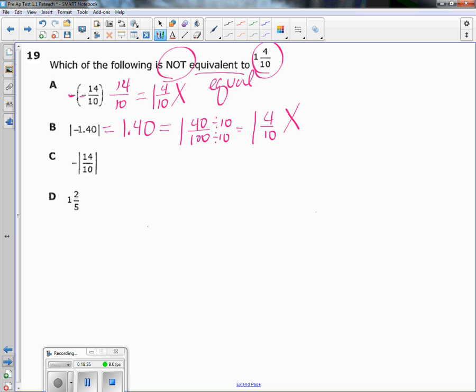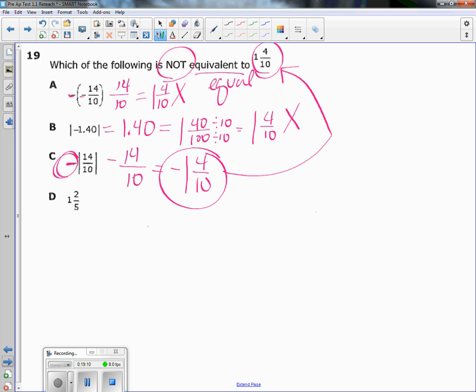Let's try answer choice C. We have the opposite. This is on the outside of the absolute value sign. So we have the opposite of the absolute value of 14 over 10. The absolute value of 14 over 10 is the distance from 0, not direction. So it'll stay 14 over 10. But we have to remember that it's the opposite of that. So now we have a negative 14 over 10. If we convert that to a mixed number like we did in answer choice A, we get a negative 1 and 4/10. This is not the same as our 1 and 4/10. So I'm pretty sure that answer choice C is my answer, but let's just double check by checking D.